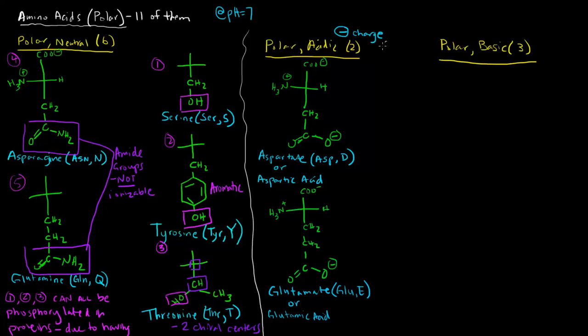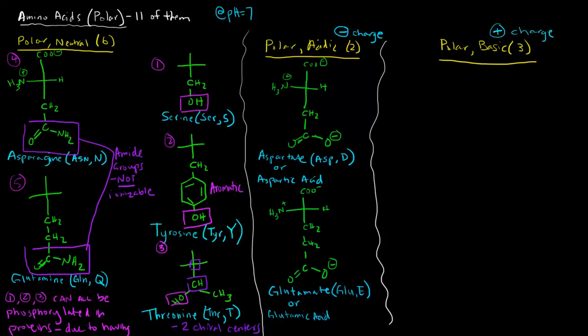So the polar basic ones. Now the polar basic ones will typically carry a positive charge at a neutral pH. There is a slight exception, and I'll go over that. But you can imagine that if these polar basic ones have side chains with amino groups, when they're protonated they carry a positive charge, right? So if we have an alpha carboxyl group and alpha amino group, those charges are going to balance out. If we're left with a charged amino group, we're going to have a positive charge. So let me draw out the three polar basic ones.